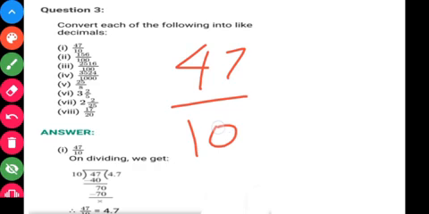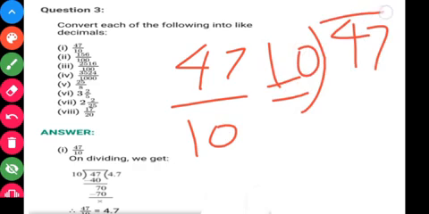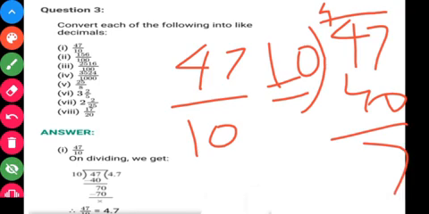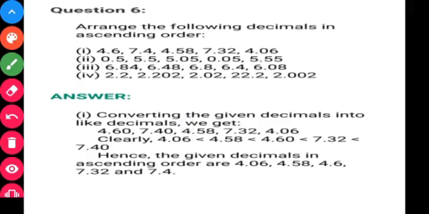Now question number 3. Convert each of the following into like decimals. So you know how to convert a fraction into a decimal. For that you simply divide the given numbers. For example, 47 upon 10 can be written as 47 divided by 10. So 10 fours are 40. Now 7, so you put a decimal point here and then 10 sevens are 70. So this will be 4.7. You can do this, it is a simple question. Now come to the next question.